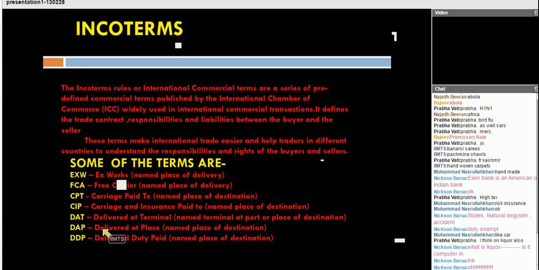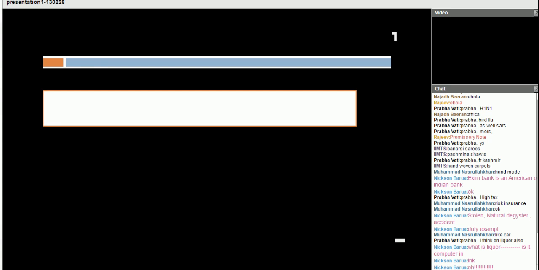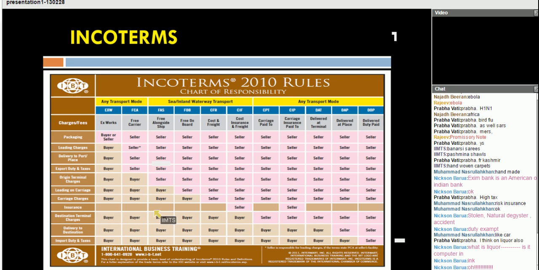Some of them are given, these are like the short forms which we use in case of international trade. Now this is the list of that. It's like in the form of a list chart of the responsibility. It is mentioned whose responsibility it is. In case of transport mode, EXW, destination terminal charges will be paid by the buyer. This way, like any transport mode, free carrier, FCA, in delivery to the port, it will be paid by the seller. So everything is well defined so that there is no confusion.